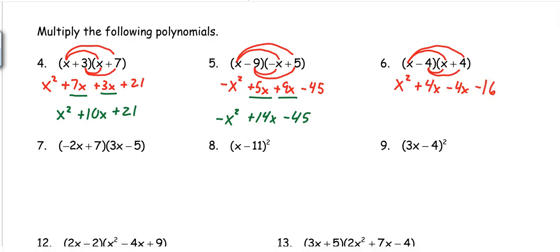Now again, I have like terms with my x's. Notice though that the x's have different signs. So I have plus 4 and minus 4. Well, 4 minus 4 just gets us 0. So our x term cancels out, and we're left with just x squared minus 16.